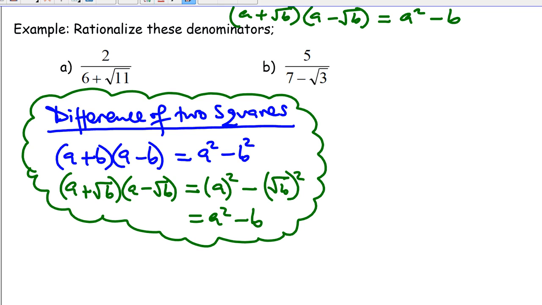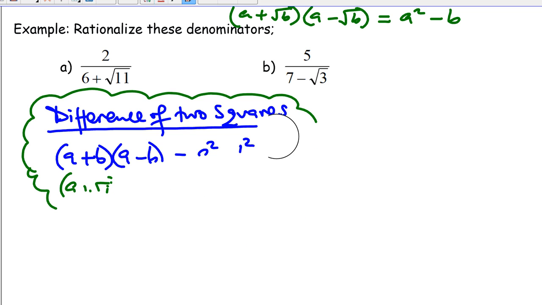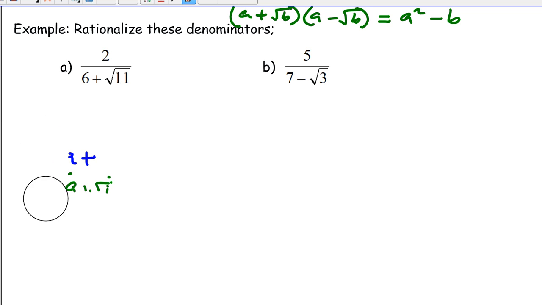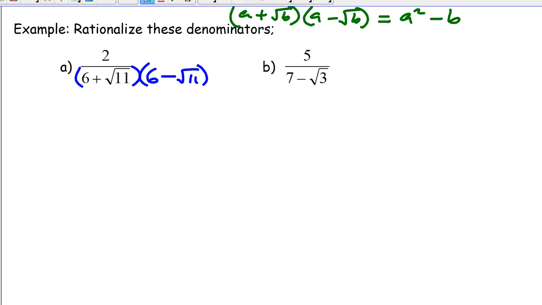Okay, so let's go back to this question. They're asking us to rationalize this denominator, which means that what they're asking us to do is to write these fractions without the square root sign in the denominator. The trick is just multiply both the numerator and denominator by the same denominator, 6, but instead of writing a plus, change the sign between the two terms. So 6 minus root 11. So same thing here, 6 minus root 11.